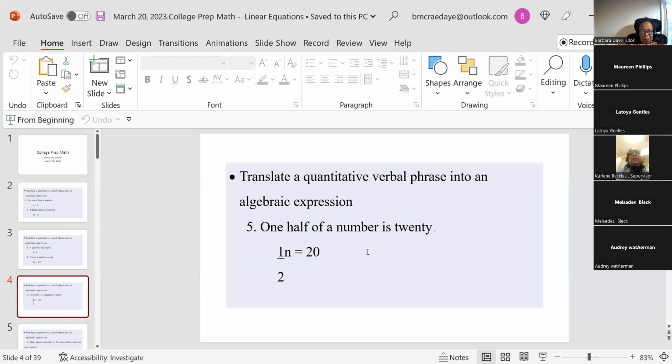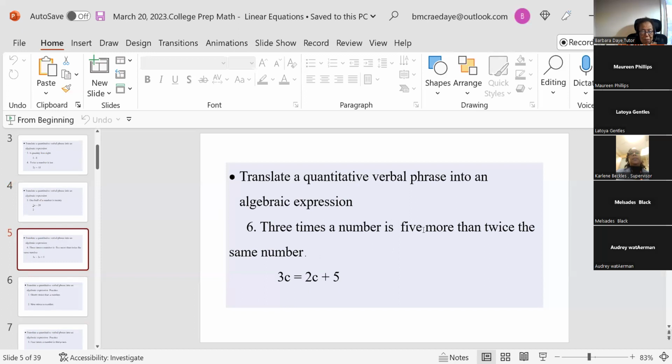If I said 1/2 of a number Z is 20, then you would say 1/2 Z equal 20. Sometimes we'll say what the number is. Got it? Okay, so let's go here.